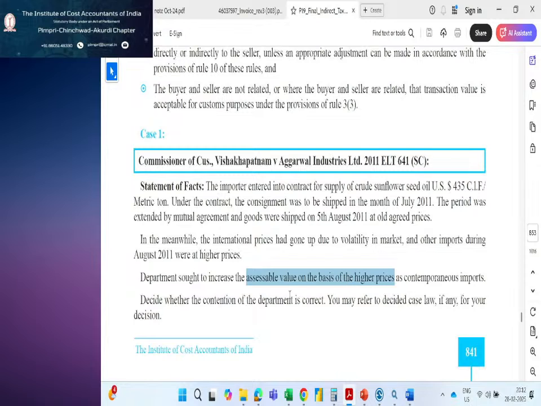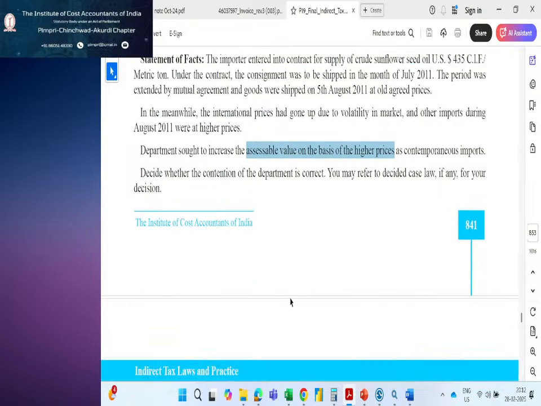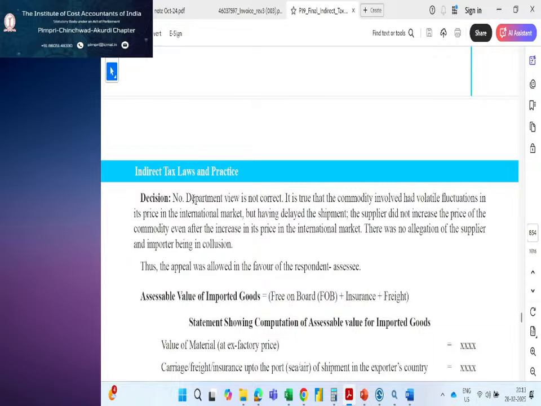So they don't want to lose the duty amount, so they have wanted to increase the assessable value, whether their contention is correct. And here again it is not correct. The commodity involved had volatile fluctuations in its price in the international market, and the supplier did not increase the price even after the increase in price in the international market. There was no allegation of supplier and importer being in collusion.